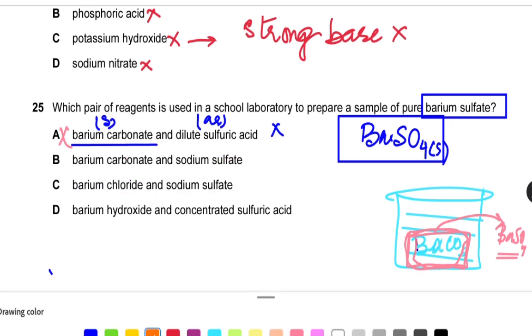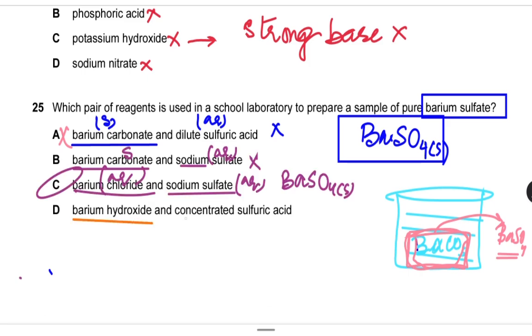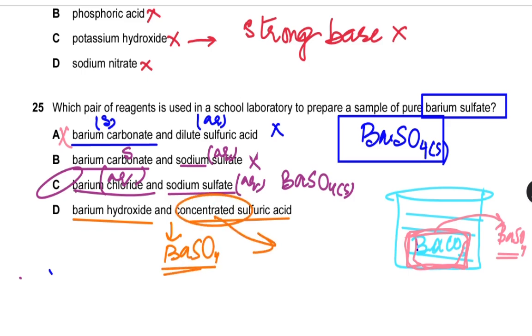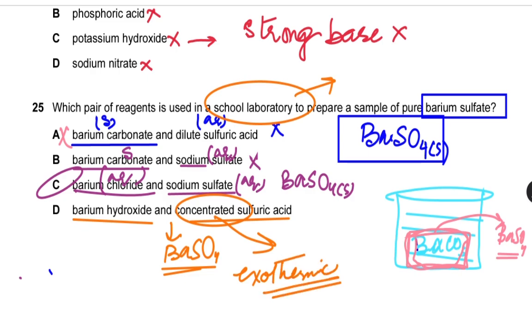Next option is barium hydroxide and concentrated sulfuric acid. Remember that this reaction can take place and they can form barium sulfate, but the problem is the risk with this concentrated sulfuric acid, because in a school laboratory it is not safe. For safety concerns, concentrated sulfuric acid is highly corrosive and dangerous to handle, and the reaction is highly exothermic. So that's why it's not good for safety purposes. This option is wrong.